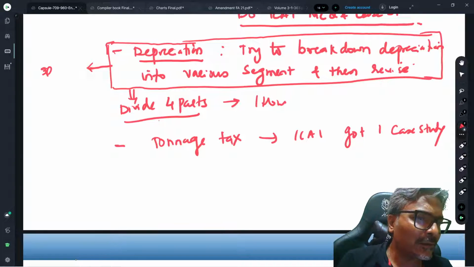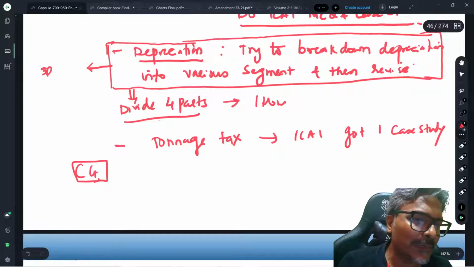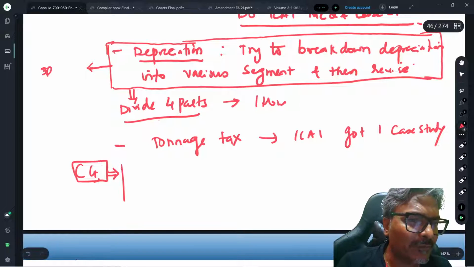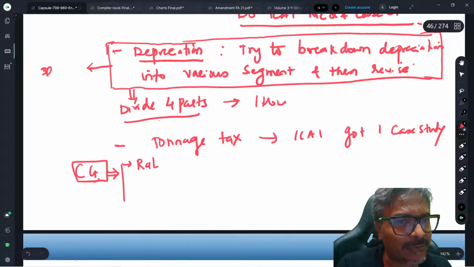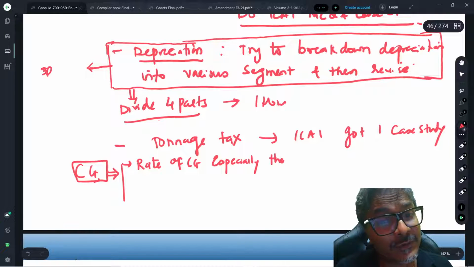Okay. Now the last one is the CG. CG this time, students, the capital gains in this context. There are 2 things that you have to be very careful about. It is the rate of CG. Rate of CG. Especially the non-resident rate, students.